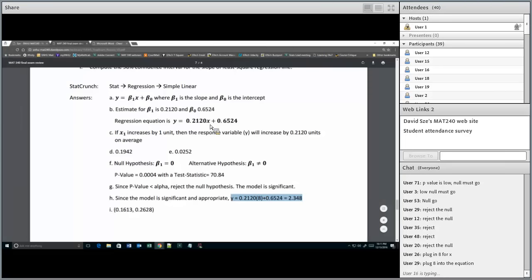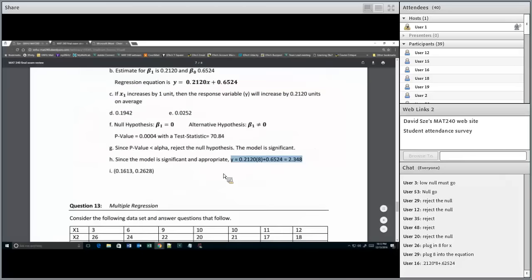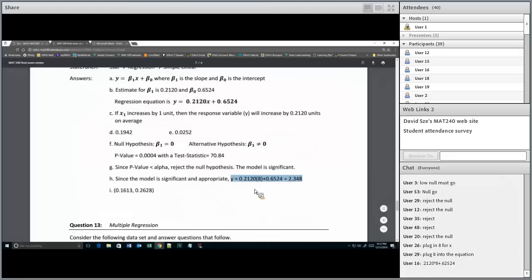Take your value of 8, put it in place of x, and just calculate this expression. Just like Vince typed. Just calculate this expression and you get 2.348. Okay, so that is your predictive value of y. Average of y when x is 8. Just put in 8 in this equation, find your y. That's all.